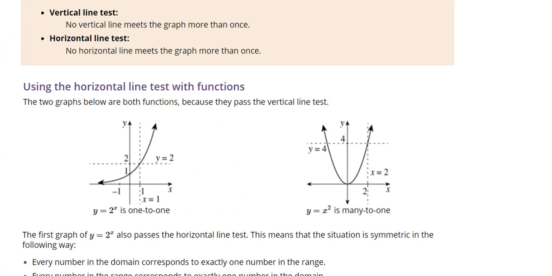And then I have this function here, which is a parabola or a quadratic, and that's clearly many-to-one. When I say many, it just means more than one. Because here I have a value of +2 corresponding to a value of y=4, and then over here a value of -2 corresponds to that same y value. So we've got many x values corresponding to one y value.